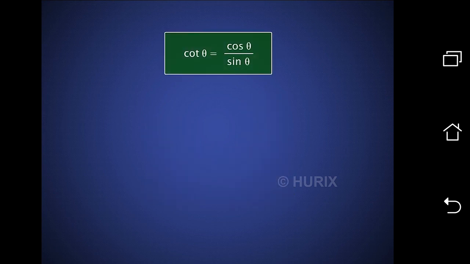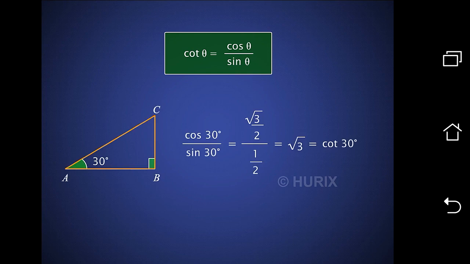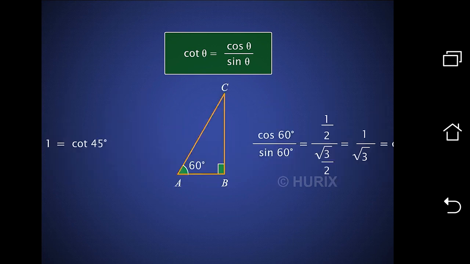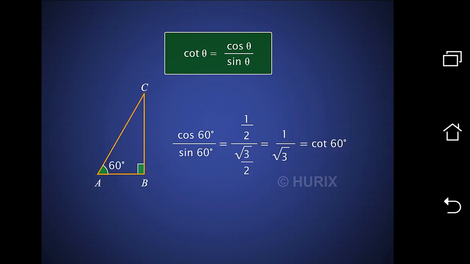Similarly, cot theta is equal to cos theta over sine theta is also an identity, as it is satisfied for any value of angle theta. For example, cot 30 degrees is equal to cos 30 degrees over sine 30 degrees. Cot 45 degrees is equal to cos 45 degrees over sine 45 degrees. And cot 60 degrees is equal to cos 60 degrees over sine 60 degrees.